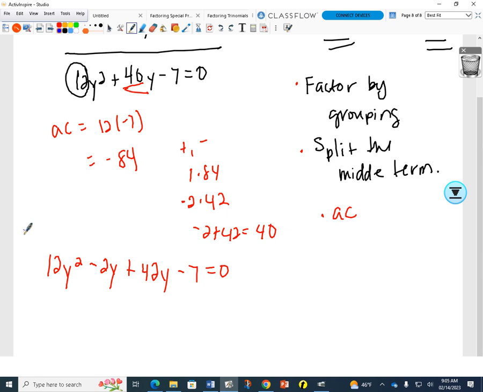Sometimes you have to move them around. We could switch the order. I like this order the best. Sometimes you have to switch the order around to make them factorable. I think. I don't know. We don't really ever have any like that, but.